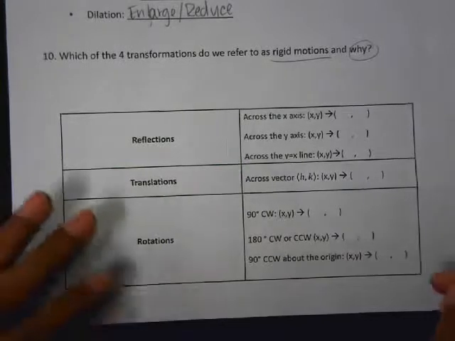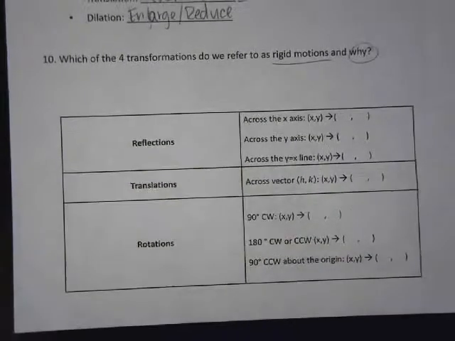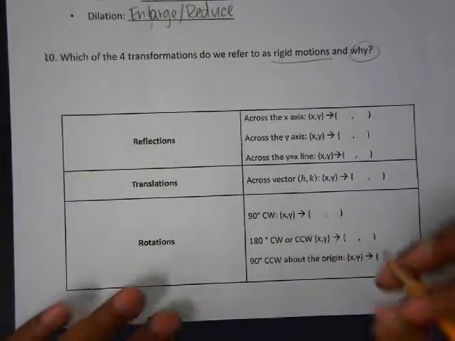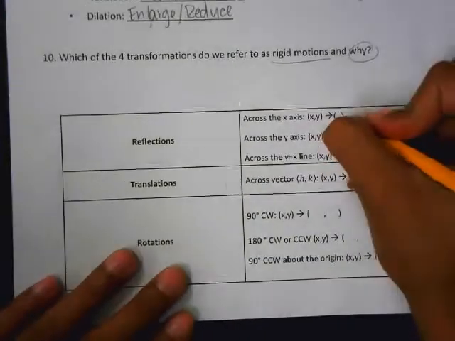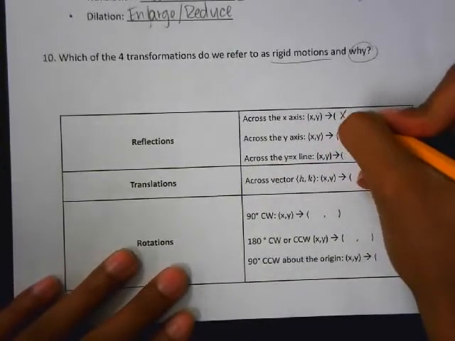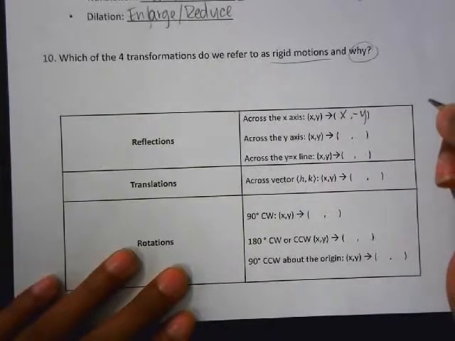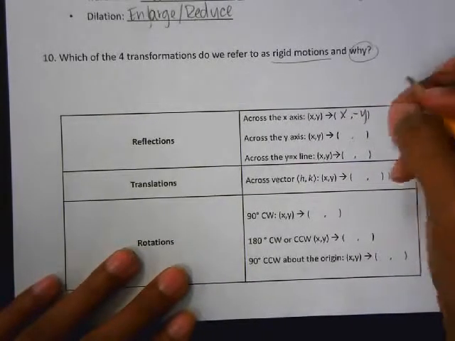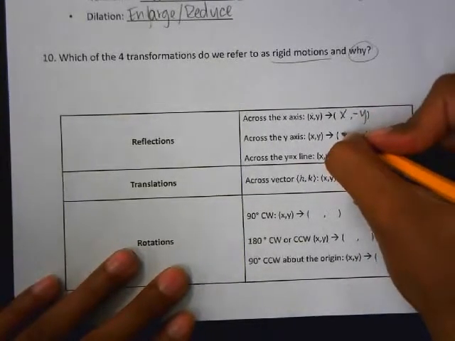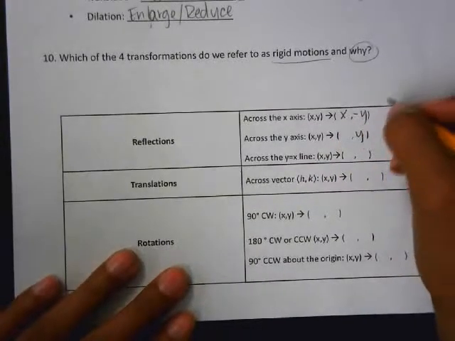So for the first one, reflections. If you reflect across the x-axis, the x stays the same, but you change the y to its opposite. If you reflect across the y-axis, the y stays the same, and the x becomes its opposite.